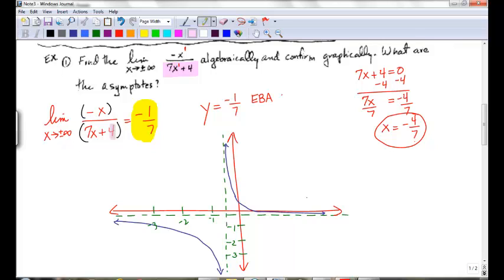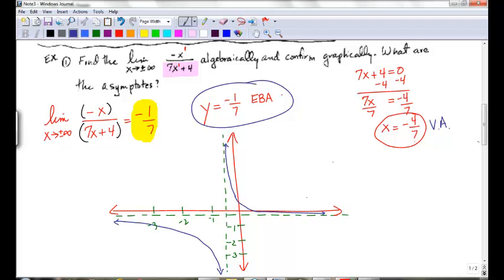Turn that one over. Oh, wait. We need to label that. This one is a vertical asymptote. The other one's an end behavior asymptote. This one was the end behavior asymptote. The other one's the vertical asymptote.